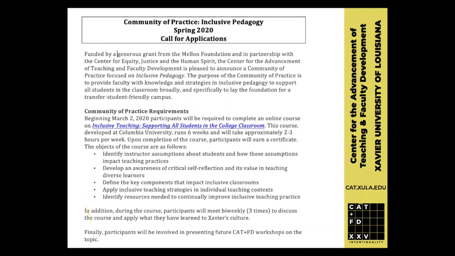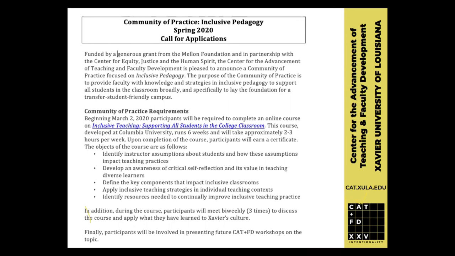So what we're going to do is take this course together, and the Mellon Foundation is paying for us all to get certified. If you pay for it, you get the certificate at the end of it, and there's a couple of extra things you have for it. And then during that time, we will meet 3 times. Depending on the number, we'll probably get into smaller groups to meet, but we'll meet at the beginning of the course, at about week 3 of the course, and then at the end.